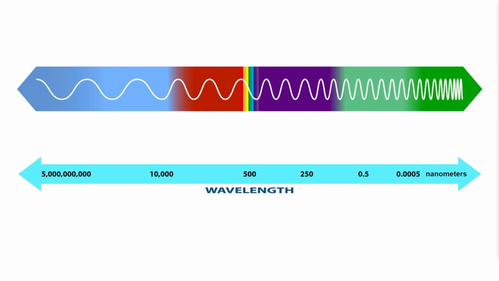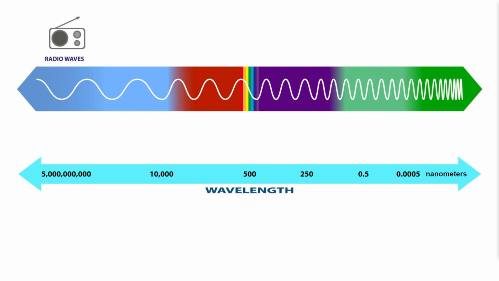We're organizing all the light by wavelength, and on the far left you see a really long wavelength, 5 billion nanometers, which works out to be about 5 meters. On the right you see a really short wavelength, 0.0005 nanometers. So the distances between those two peaks can vary a ton. At the longest wavelengths we have radio waves.